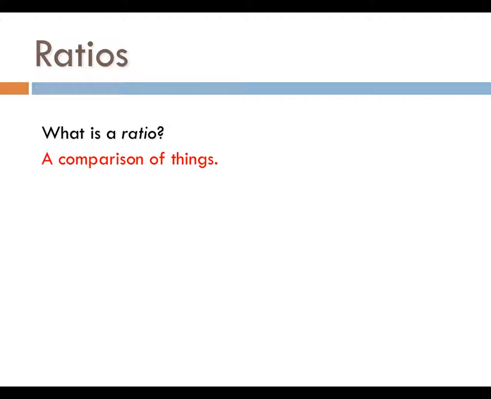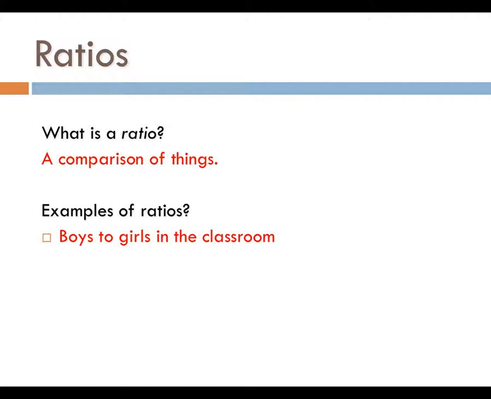Now, even though that says things, the things we're going to compare for our purposes is a number of things. So even if we compare dogs to cats, lions to otters, it's still going to be the number of those things. Okay, so boys to girls in the classroom, freshmen to seniors, wingspan to height. Just examples. You can compare anything. Apples to oranges, dogs to cats.